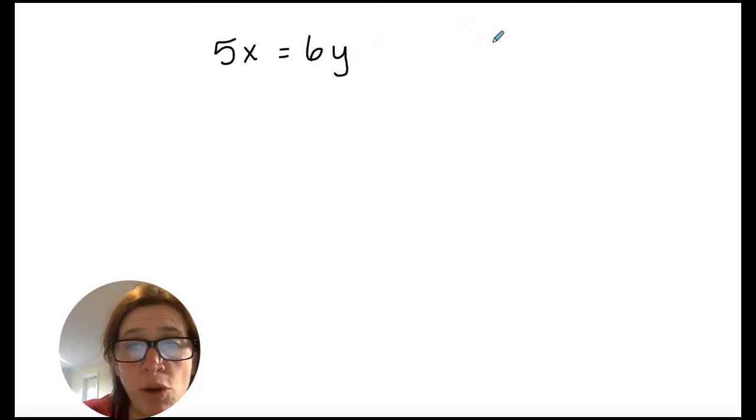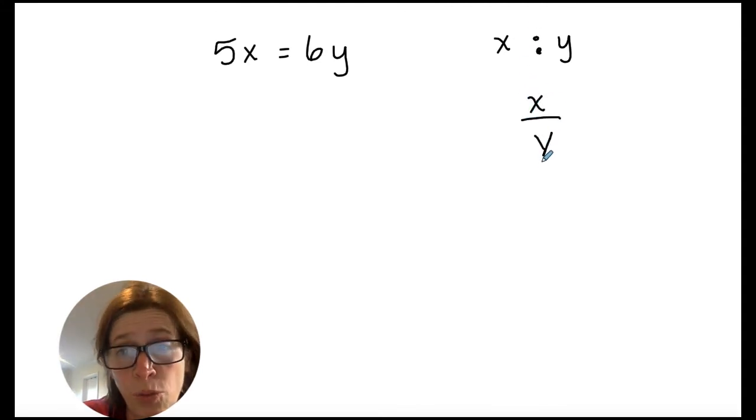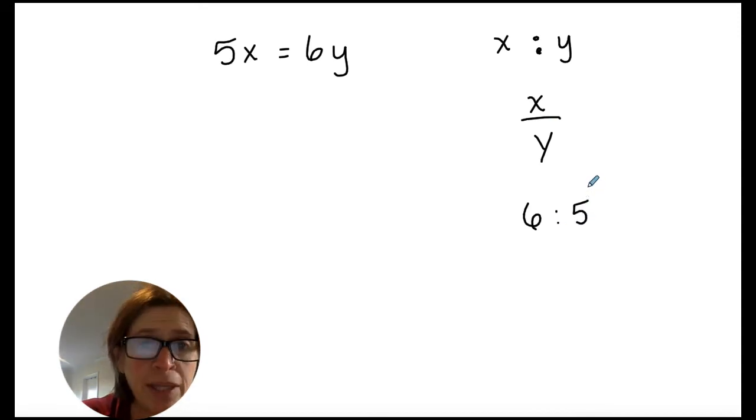First, I said that if you were given 5x equals 6y, and I asked you for the ratio of x to y, another way of thinking about that would be x over y. A lot of kids would like to say that they're in the ratio of 5 to 6, but that's actually not the case. They're actually in the ratio of 6 to 5. Here's why.